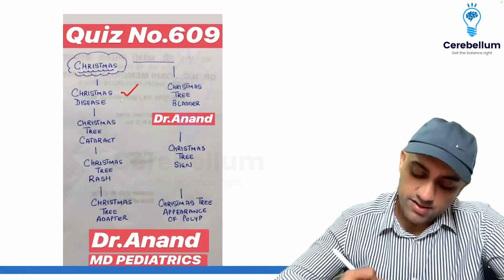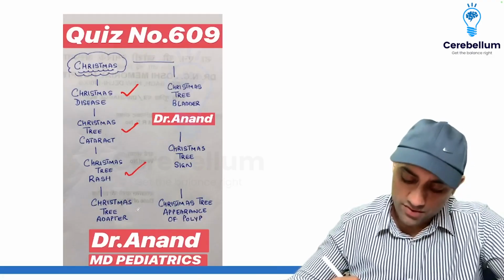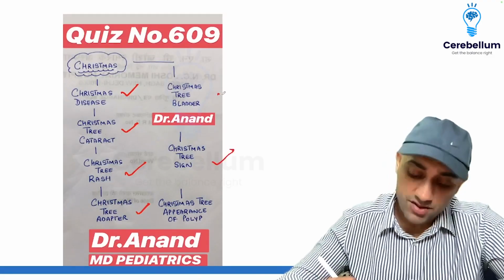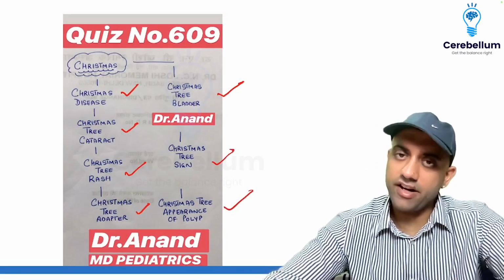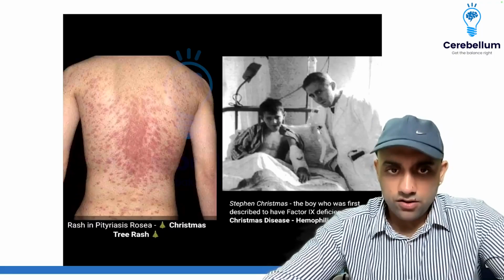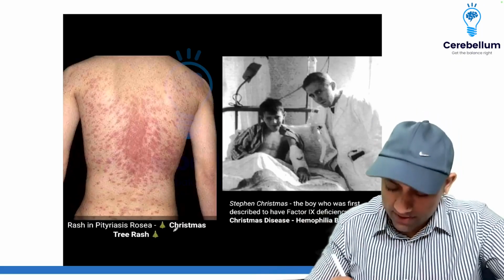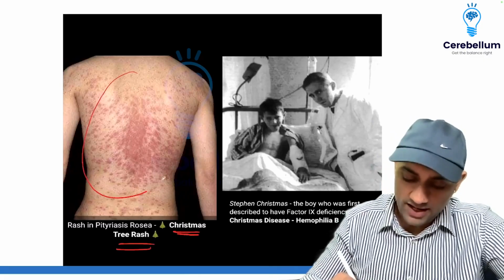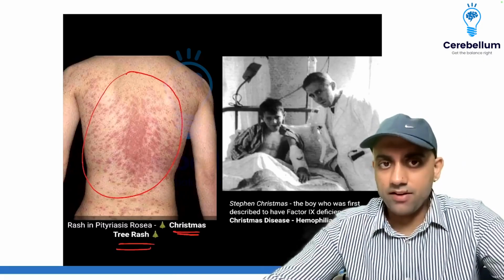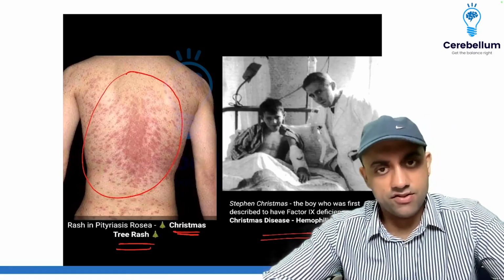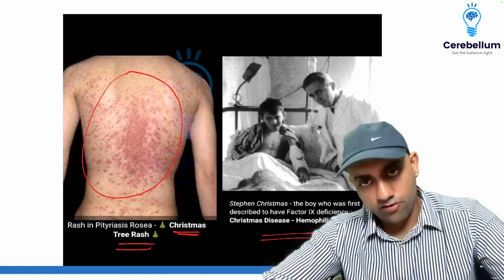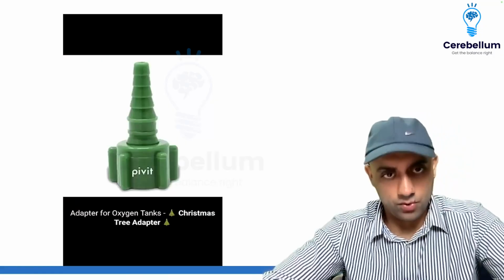Christmas disease, Christmas tree cataract, Christmas tree rash, Christmas tree adapter, Christmas tree sign, Christmas tree bladder, and Christmas tree appearance of polyp. Again, first listen, then call a friend and teach. Christmas disease, we all know. Pityriasis rosea will have a Christmas tree rash. And hemophilia B, because factor 9 deficiency is Christmas disease. Christmas disease, hemophilia B. Christmas tree rash, pityriasis rosea.